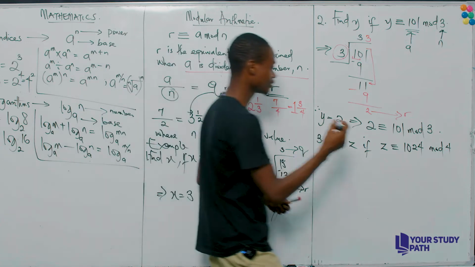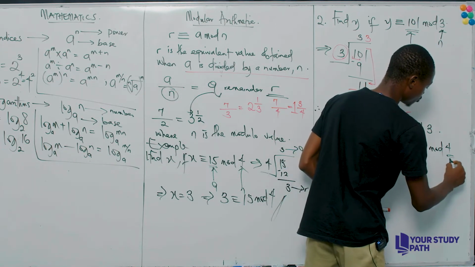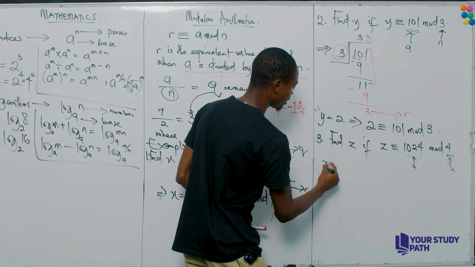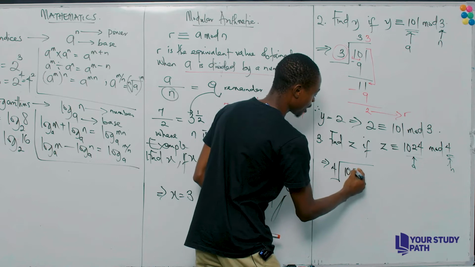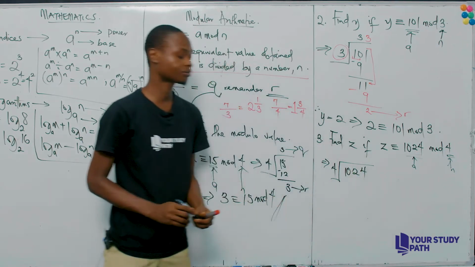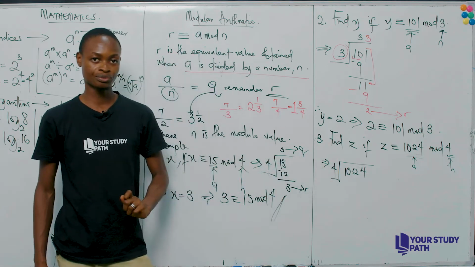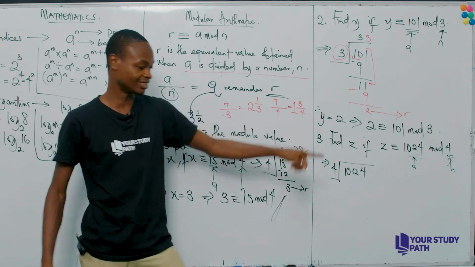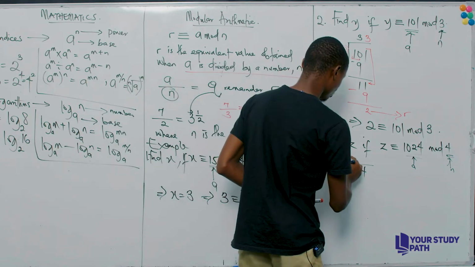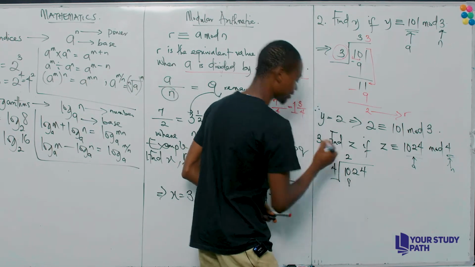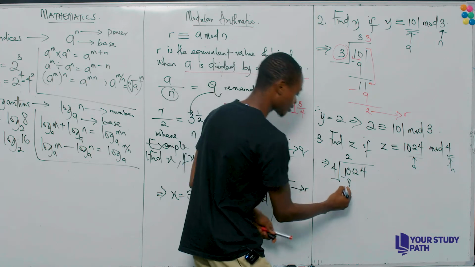Now, again, this is our number. This is our modulo value. So we begin our long division. Do not forget the modulo value comes outside. The number goes inside. Now, 1 cannot divide 4. So you join 1 with the next digit. 10 divided by 4, you get 2 whole number. So you have 2. 2 times 4 gives you 8.